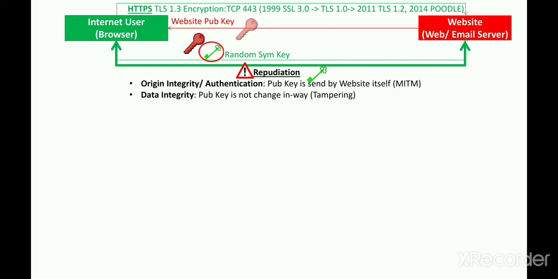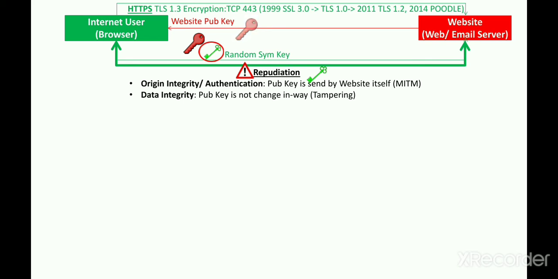Now there is an issue with this arrangement, that is repudiation. The website can later on deny that it has sent its public key, so this public key was sent by a wrong party. So in repudiation, there is an issue of origin, integrity or authentication of the website, that the public key may be sent by another party or any malicious party. This is known as man in the middle attack.